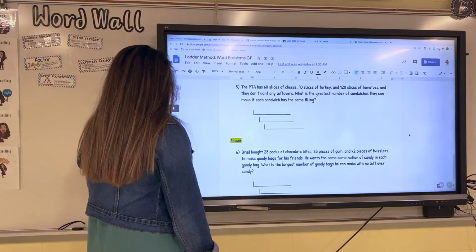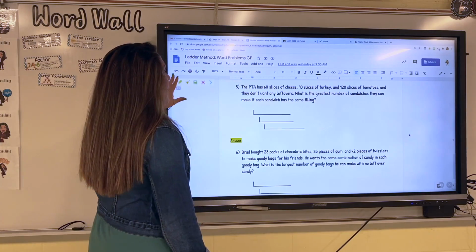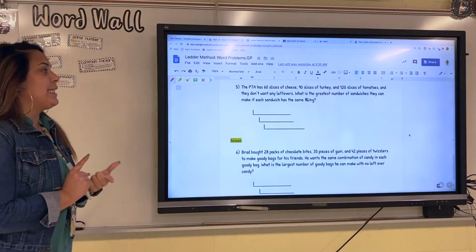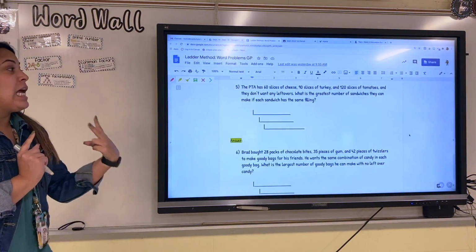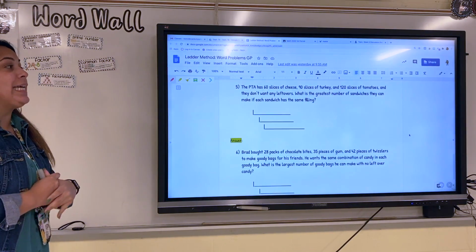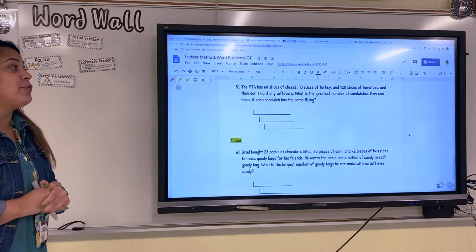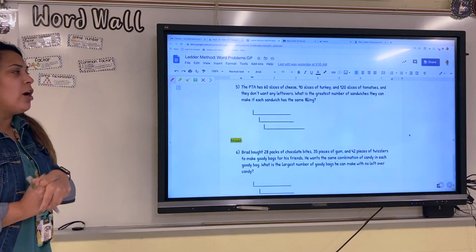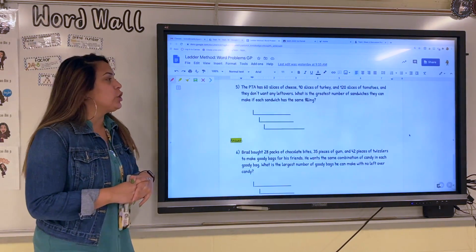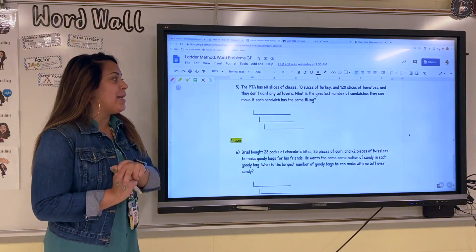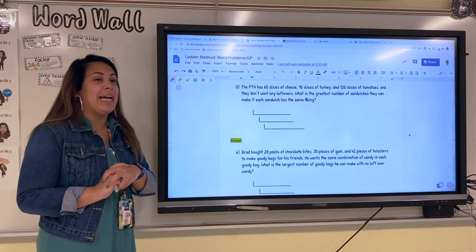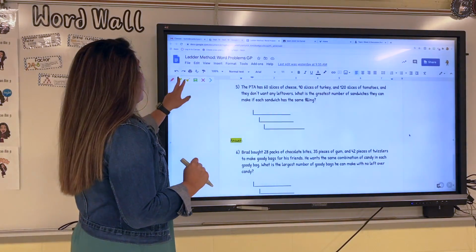Number 5 says the PTA has 60 slices of cheese, 90 slices of turkey, and 120 slices of tomatoes. And they don't want any leftovers. What is the greatest number of sandwiches they can make if each sandwich has the same filling?